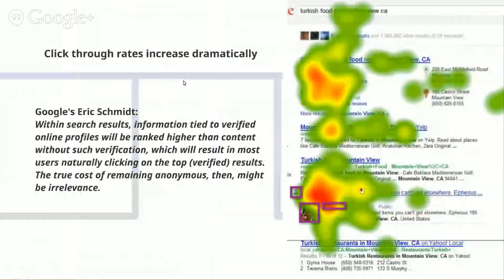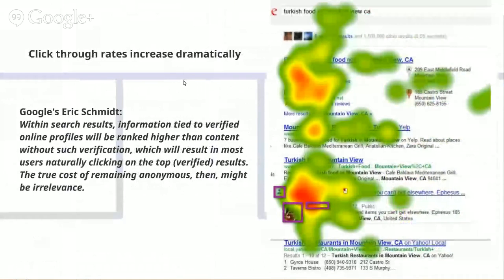That's good. So if you didn't believe what I just touched on earlier, Eric Schmidt, who's the CEO of Google, last year actually said this at a conference. He says, within the search results, the information tied to verified online profiles, which is the authorship part of the tagging that we're talking about, will be ranked higher than content without such verification, which will result in most users naturally clicking on the top of the verified results. He says the true cost of remaining anonymous, meaning you don't have your structured data or your markup set in, is that you are going to be in Google's eyes irrelevant.